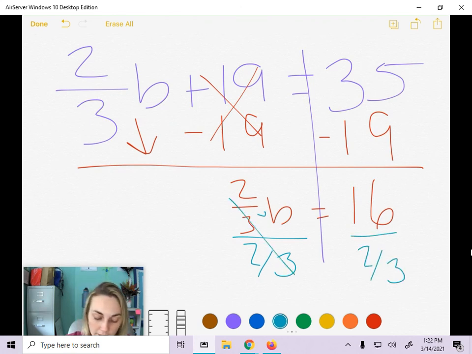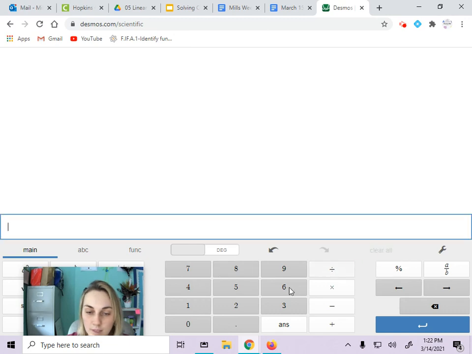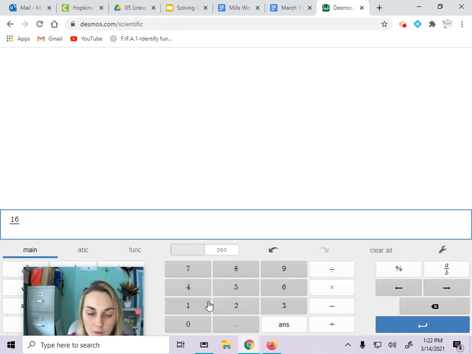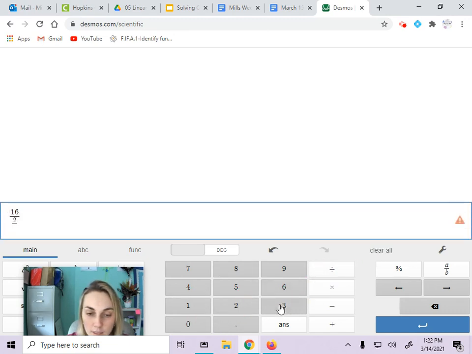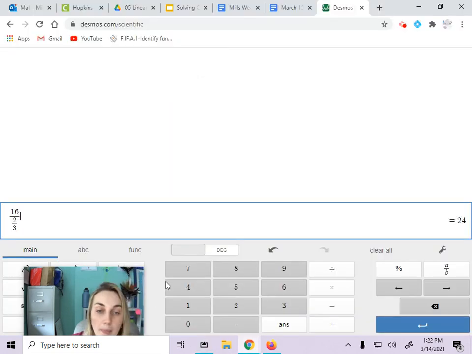So these cancel out, leaving me with b is equal to 16 over 2 3/10, which is going to give me 24. So b is equal to 24.